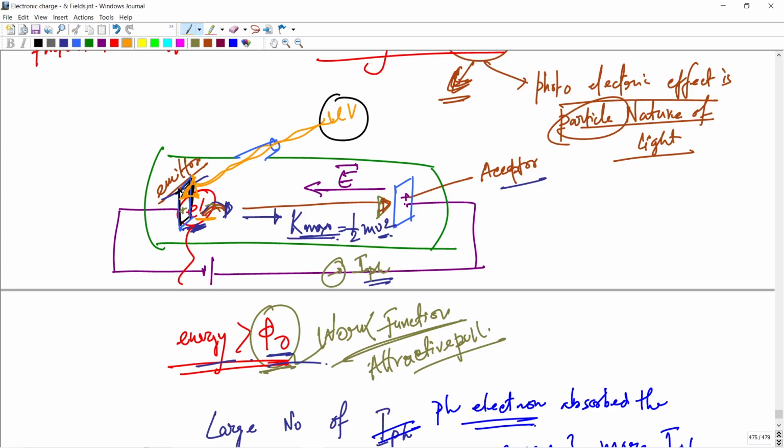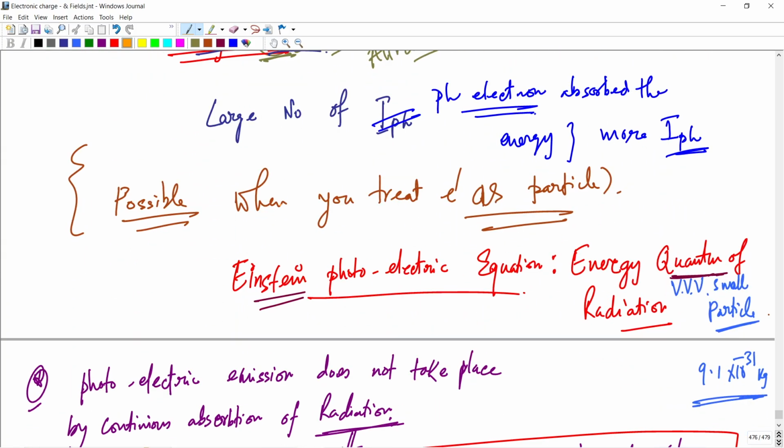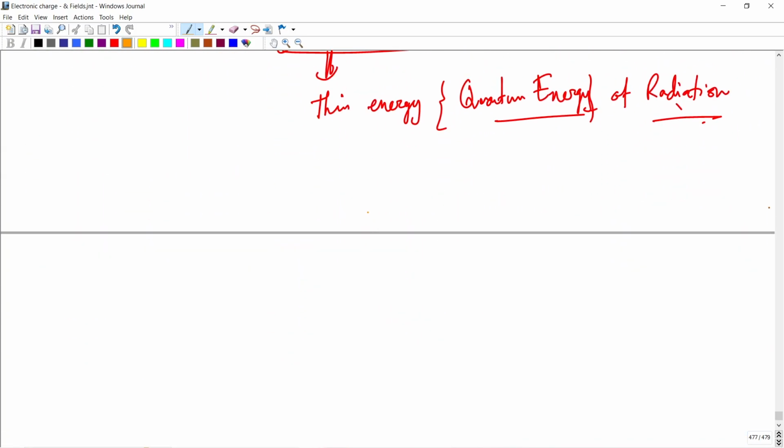Each quantum energy, mainly this UV ray falling on the surface, is a discrete quantity. These are not continuous absorption of energy. These are discrete energy. Main concept: on each quantum, the energy is E equal to h nu.